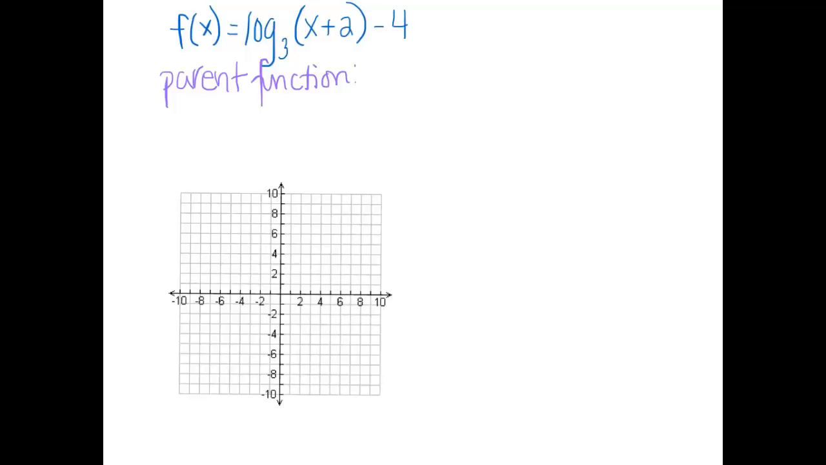And the parent function is kind of the basic version of the function we have without any shifts. So in this case, our parent function is just log base 3 of x. Notice I switched bases. Our previous example was log base 2. So I'm ignoring that shift, but I do recognize that this original function f of x is telling us a function that's shifted 2 units to the left because of that x plus 2 on the inside, and 4 units down because of that minus 4 on the outside.